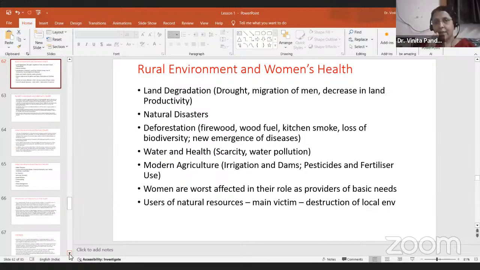So far we were trying to understand in broad terms. Now let us exclusively focus on how rural environment and women's health is connected, and then we will also talk about how urban environment and women's health is connected. Of course, it will be in the context of the discussion we had so far. When we are talking about rural environment, especially in a country like India, almost 69% of the Indian population lives in villages.